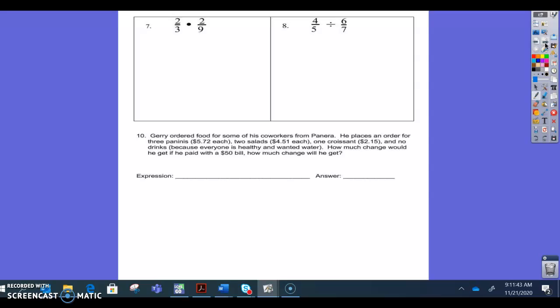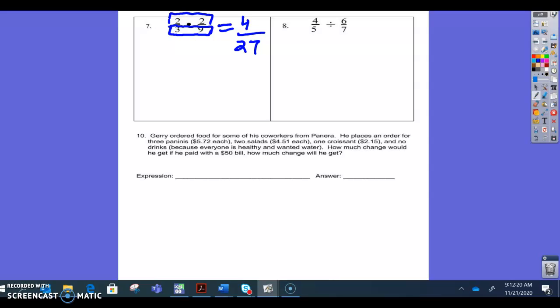Alright, next slide is our multiplication, which we have done. Multiplication is very easy. You multiply the numerator, you multiply the denominator. So my denominators are this, and my numerators are this. So I'm going to multiply first my numerators, 2 times 2 is 4. 3 times 9 is 27. And I'm just going to leave it like that because these two numbers can't be simplified.